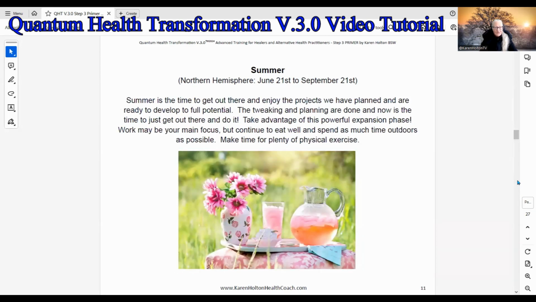Summer, Northern Hemisphere, June 21st to September 21st. Summer is the time to get out there and enjoy the projects we have planned and are ready to develop to full potential. The tweaking and planning are done, and now is the time to just get out there and do it. Take advantage of this powerful expansion phase. Work may be your main focus, but continue to eat well and spend as much time out of doors as possible. Make time for plenty of physical exercise.